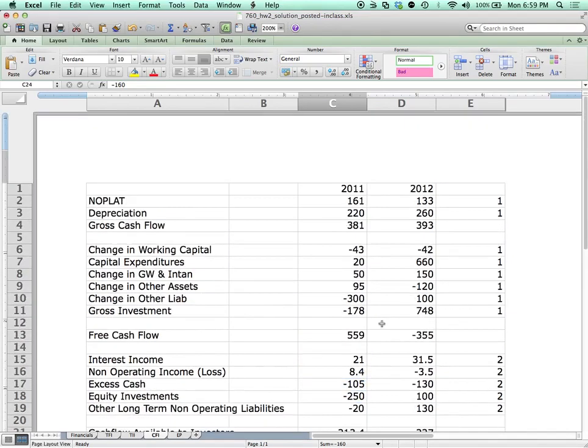Positive cash flow. Because they have positive which cash flow? Positive free cash flow. Because free cash flow says their operations are generating more cash than they're reinvesting. So they didn't need the debt to fund their operations.